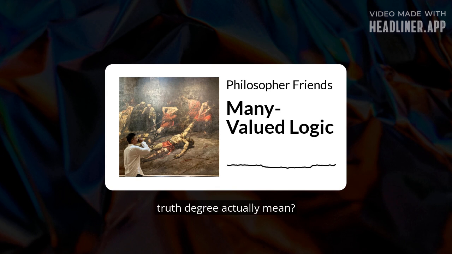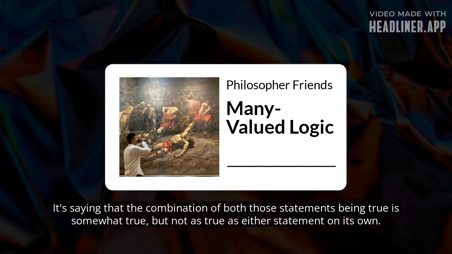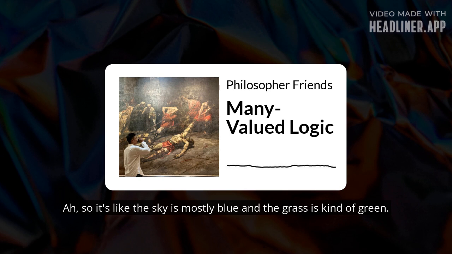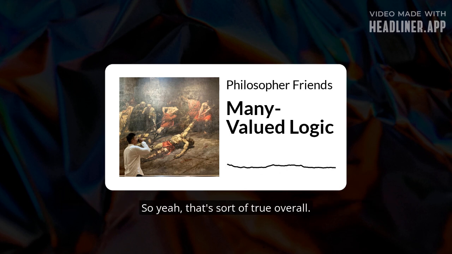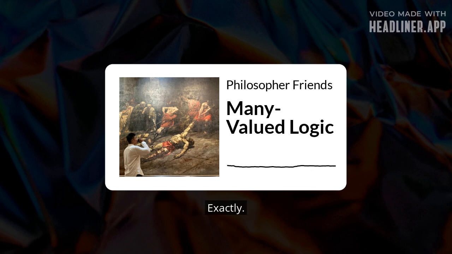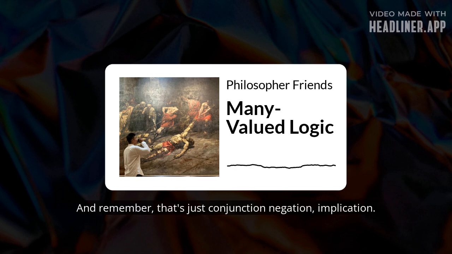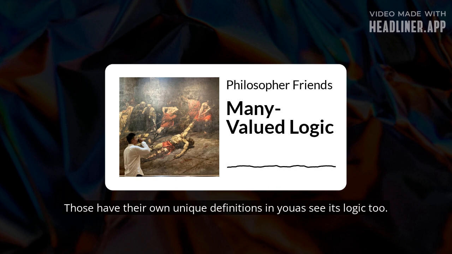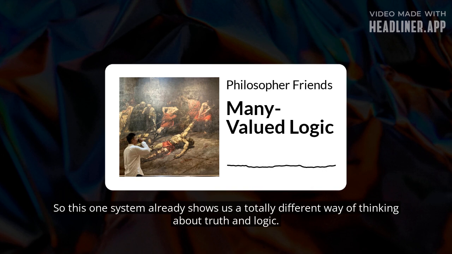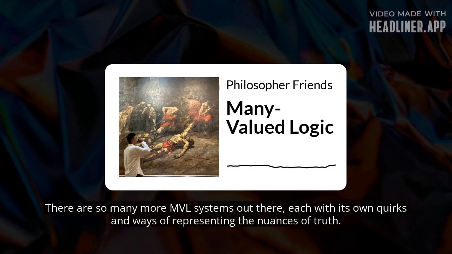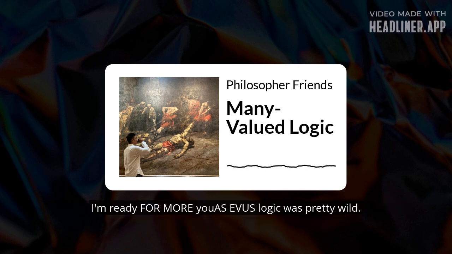So what does that 0.4 truth degree actually mean? It's saying that the combination of both those statements being true is somewhat true, but not as true as either statement on its own. So it's like the sky is mostly blue and the grass is kind of green, so that's sort of true overall. Exactly. And remember, that's just conjunction. Negation and implication have their own unique definitions in Łukasiewicz logic, too. So this one system already shows us a totally different way of thinking about truth and logic. And this is just the beginning. There are so many more MVL systems out there, each with its own quirks and ways of representing the nuances of truth.